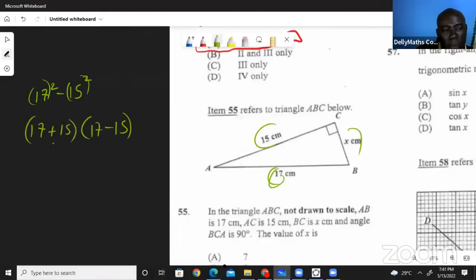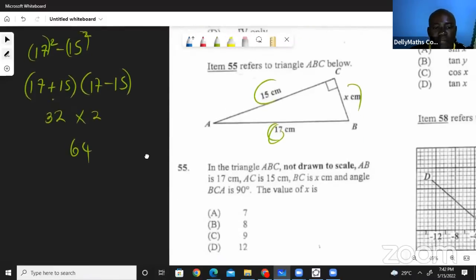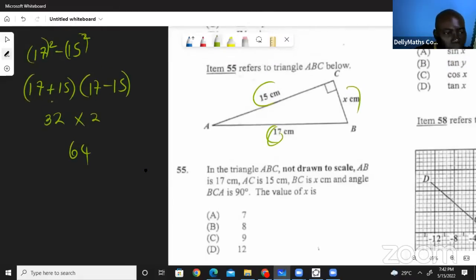Check this out now. 17 plus 15, that is 32. 17 minus 15 is 2. 32 times 2, answer 64. So we're talking about that gives us 64, the difference of 2 squares. All right. So if that is 64, then what's going to be our final answer? What's the root of 64? 8. There it is. Just like that.